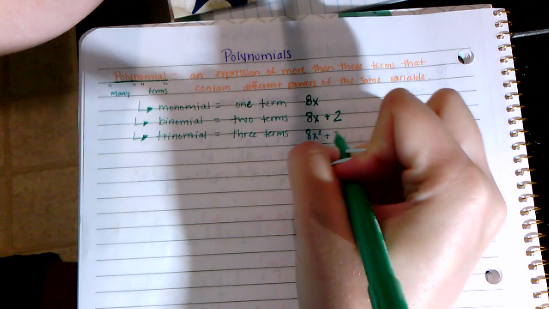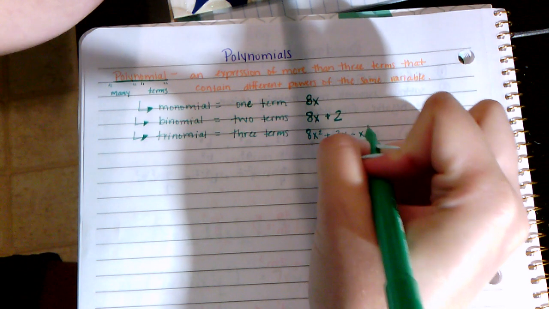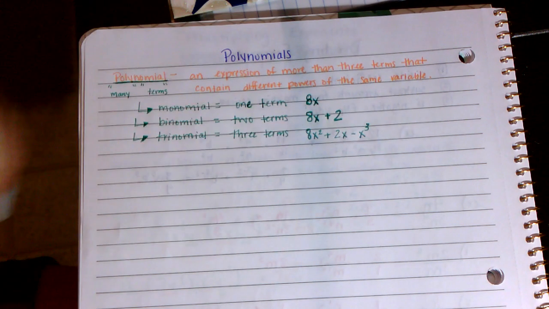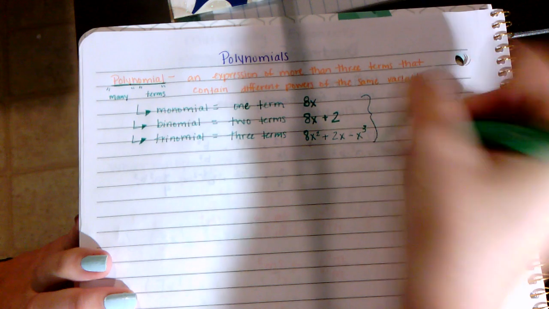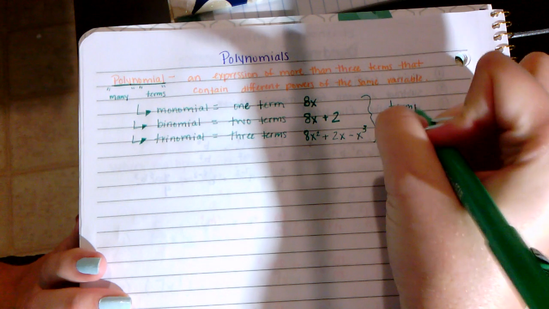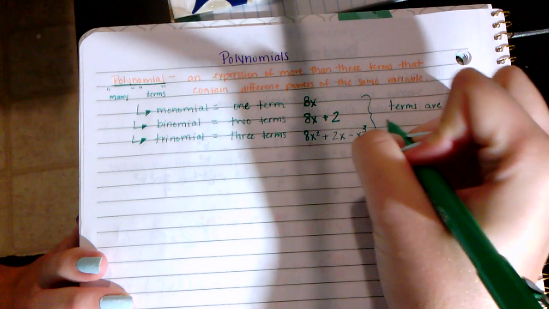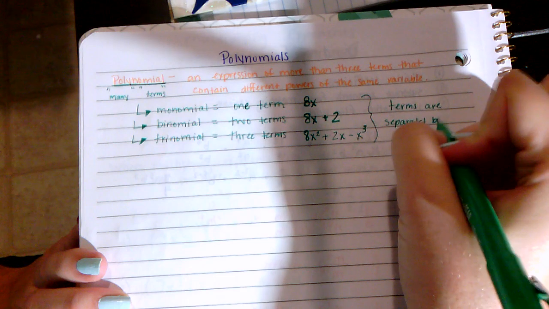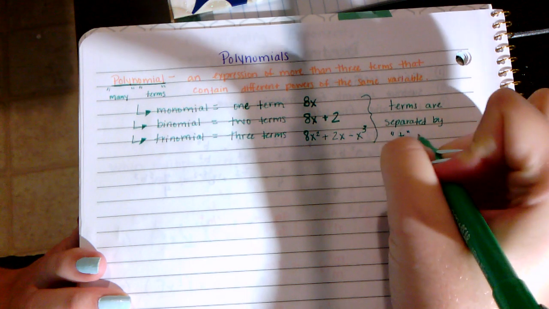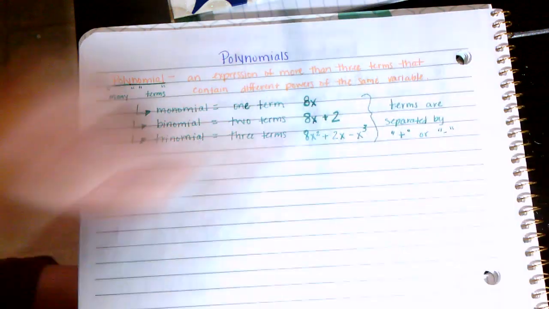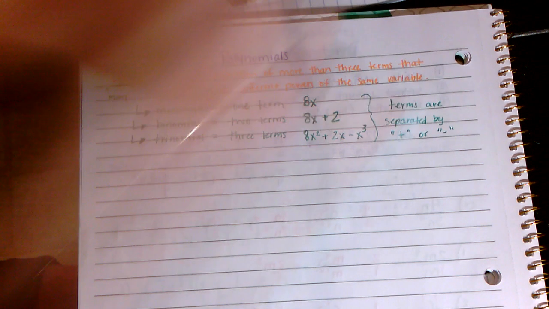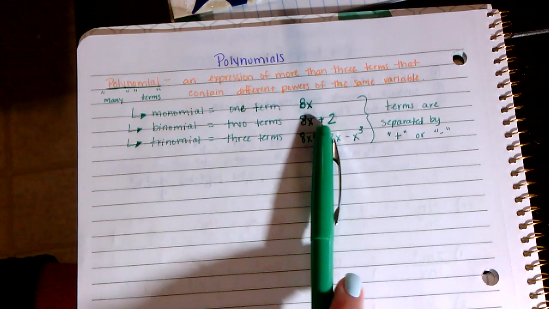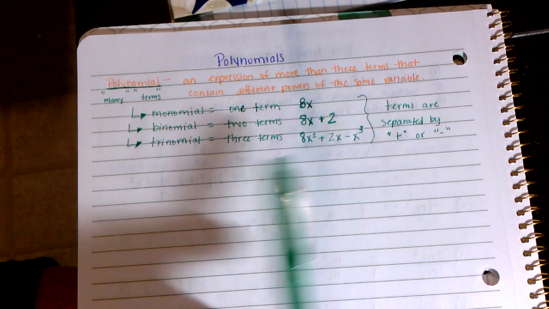8x squared plus 2x minus x to the third. So as you can see, we just keep adding more terms. And I'm going to write over here to the side, terms are separated by plus or minus. If you spell separated wrong, it's okay. So each one of these terms is separated by a plus sign or a minus. So that's how you know the difference.